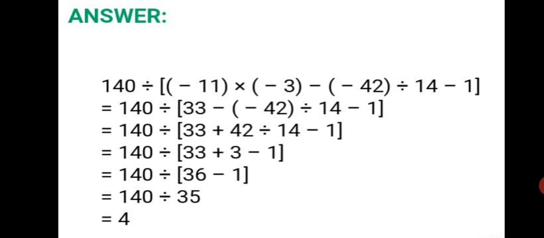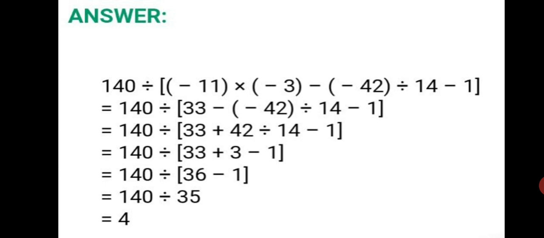Remember students, one operation in one step. Don't try to do multiple operations. So 11 into 3, that is the first operation we have done here. Minus minus, it got plus. So 11 3s are 33. Minus minus 42 as it is. Divide by 14 minus 1. Close the bracket. Don't forget to keep the brackets. Minus 42 we have also kept in a bracket because we have not opened it yet.